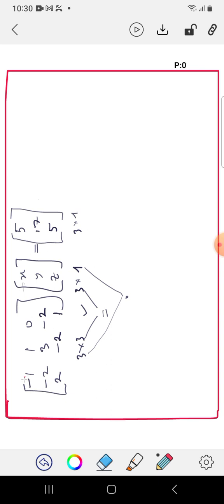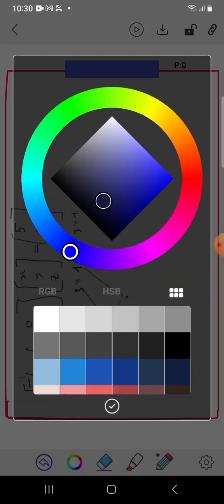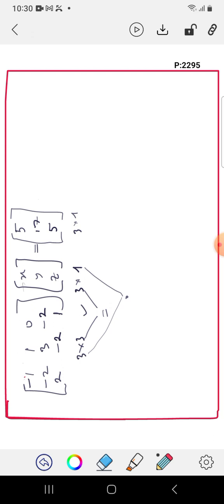It means that when we multiply these rows with this column and add the items, the result must be 5. That's what it's saying. So it means that we have minus 1 times x plus 1 times y plus 0 times z. The answer must give us 5. That's the first situation.